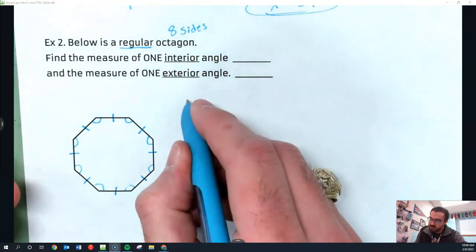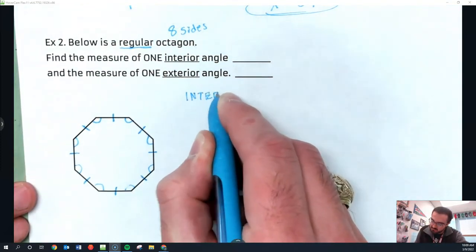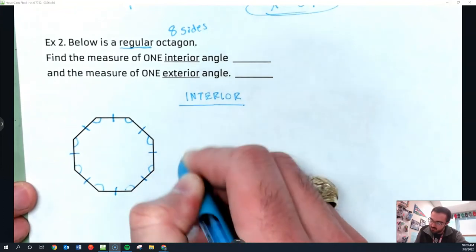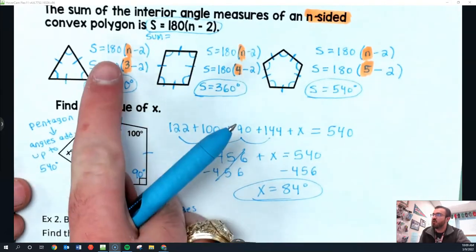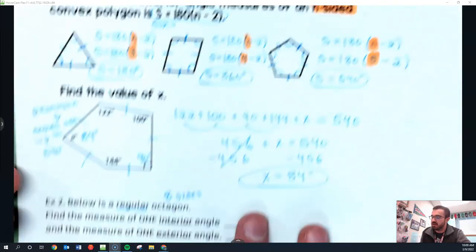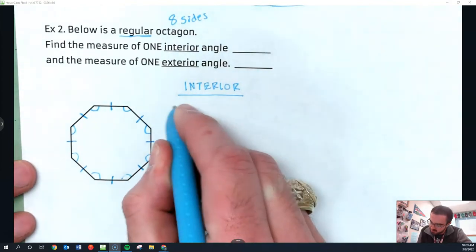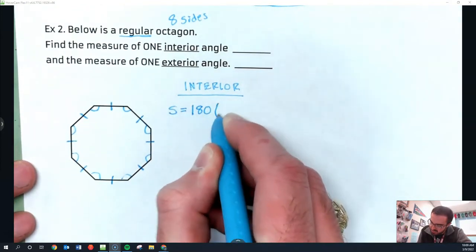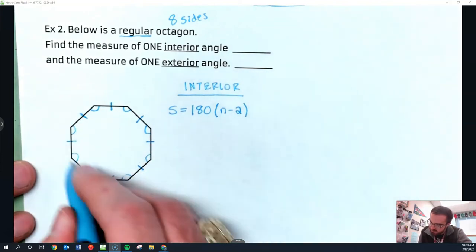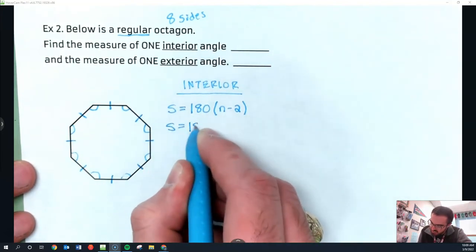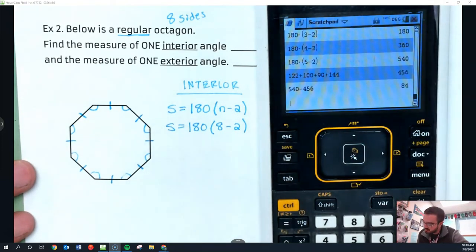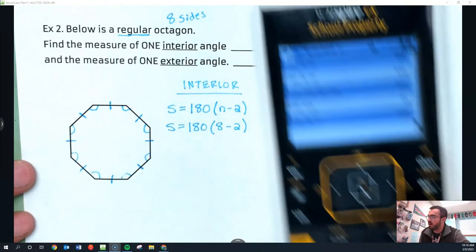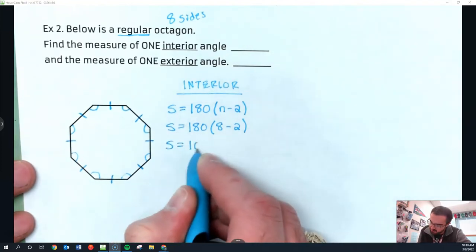First step, let's do interior. Let me write interior here, because we're not going to do exterior. Let's talk about how we're going to find the interior. First step is going to be to try to find what the sum of the interior angles is with an octagon. So S is going to equal 180 times N minus 2. How many sides are in an octagon? 8. 8 minus 2. So let's first see what the sum of angles are in an octagon. 1,080. Okay, so here's what that means.